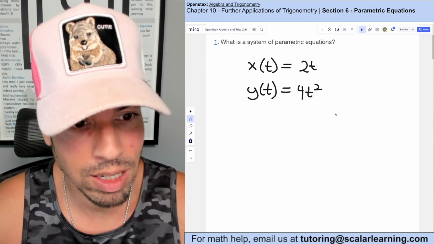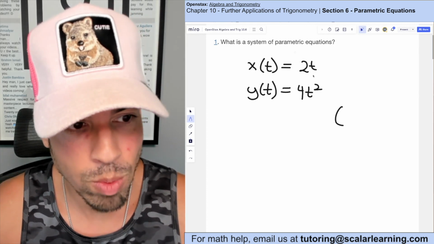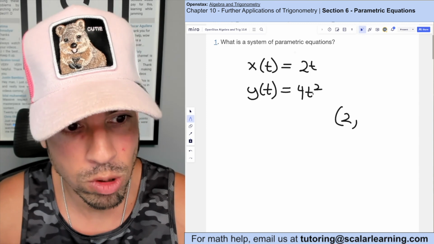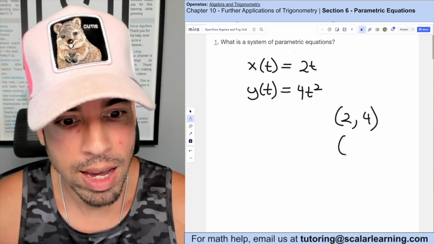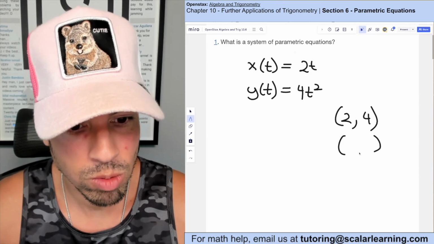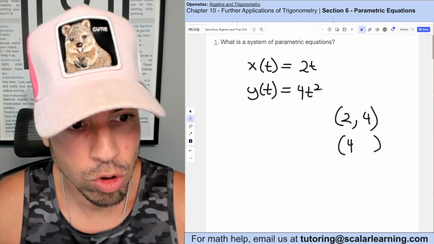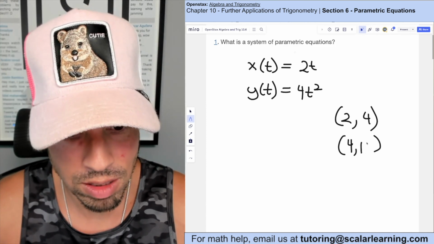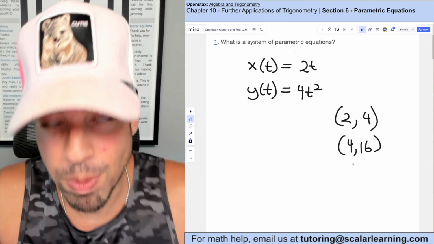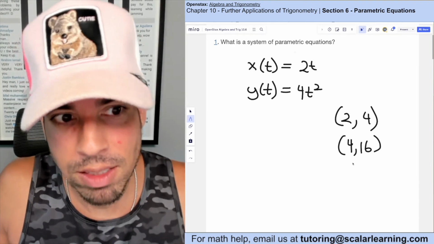So for example, when t is 1, you get an xy coordinate of 2 times 1, which is 2, and 4 times 1 squared, which is 4. When t is 2, you get 2 times 2, which is 4, and then 4 times 2 squared, 4 times 4, is 16. So those are the x and y pairs pursuant to t. That's the gist of it.